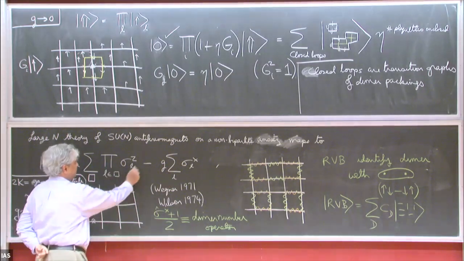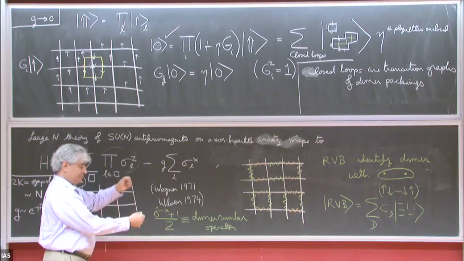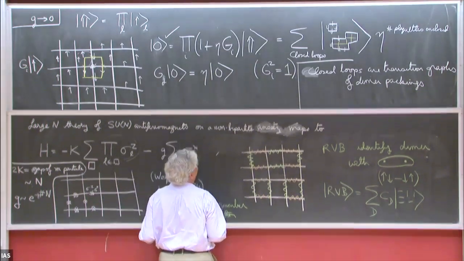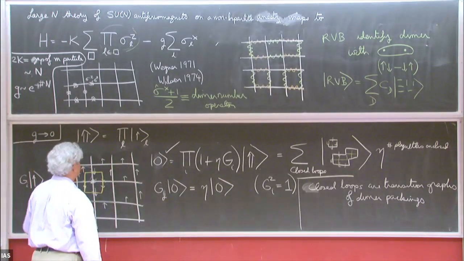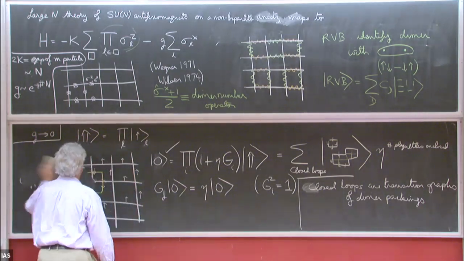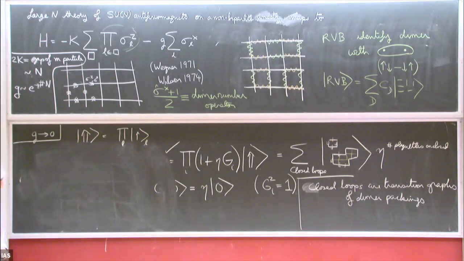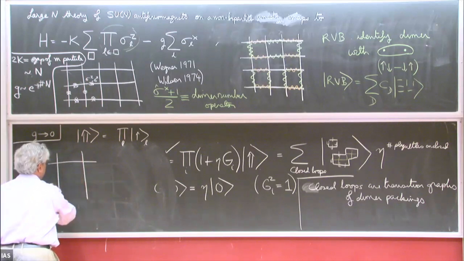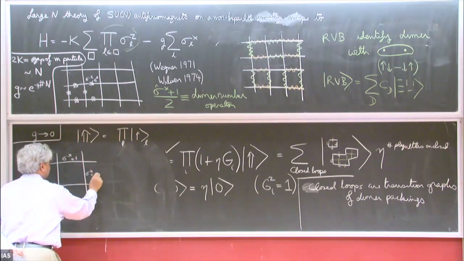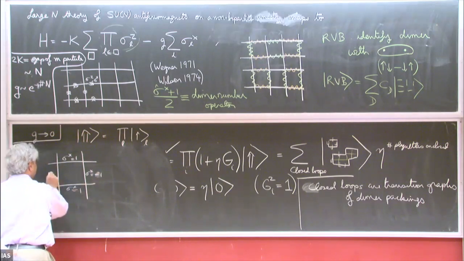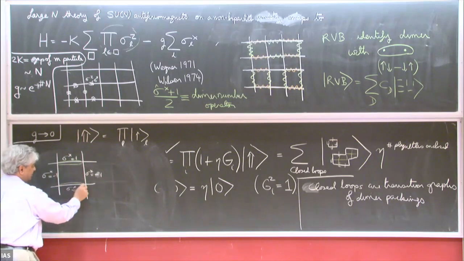So for example, if I look at this term, what does this do? If I think of sigma x as a dimer number operator, then this term basically has a resonance around the quartet. So if I just take four sites, and let's say that sigma x here equals one, sigma x minus one, sigma x one, sigma x equals minus one. So that means when it's plus one, there's a dimer. So I draw a dimer there, a dimer here.